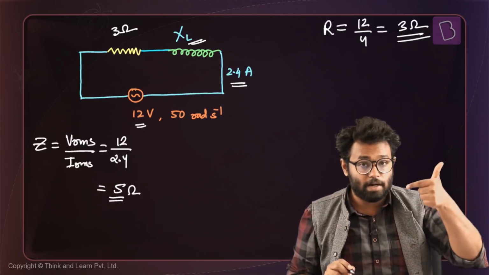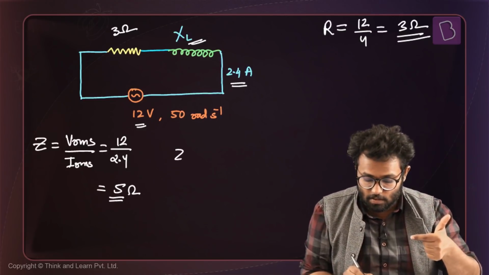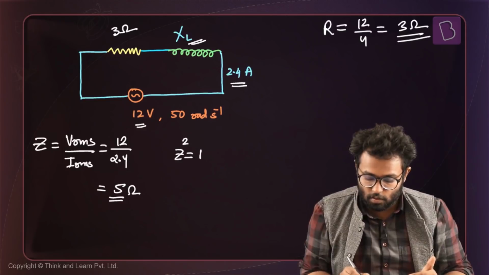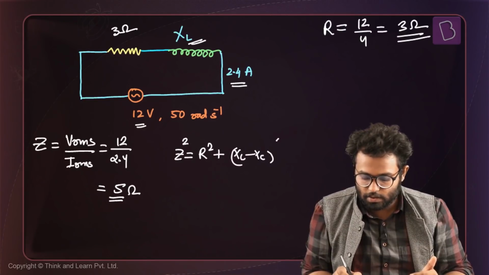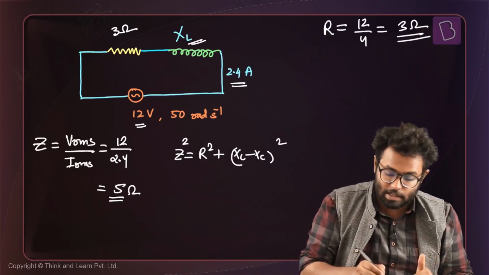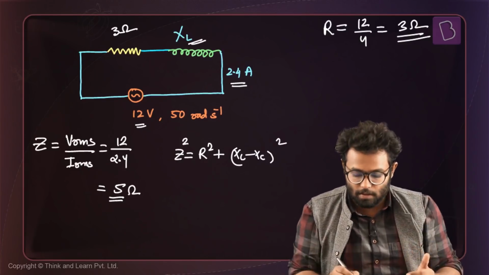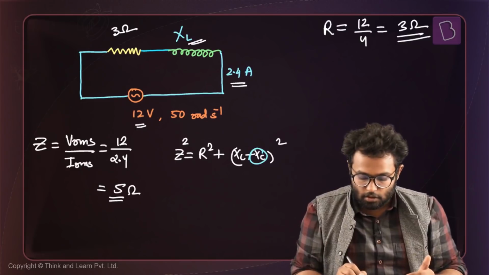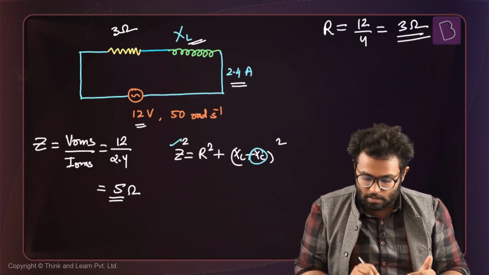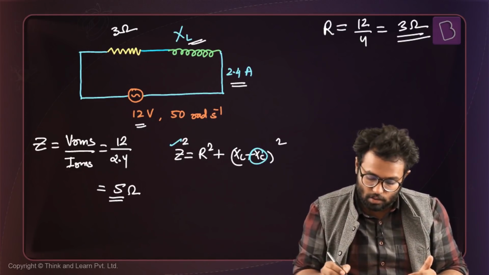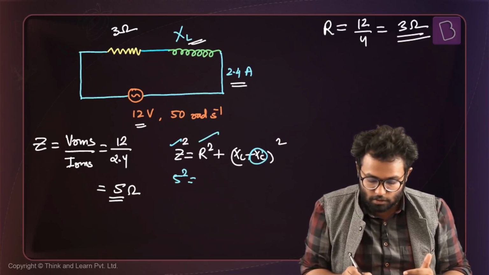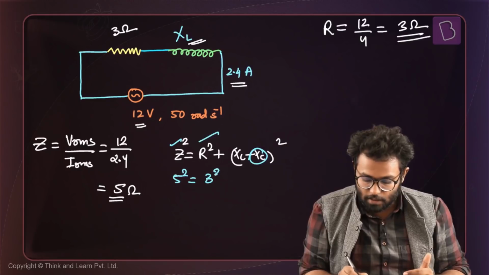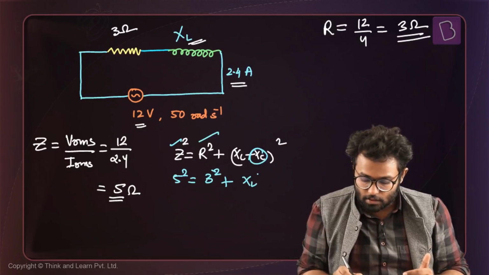There's another way to find impedance, right? The square of the impedance is equal to R square plus (XL minus XC) whole square. This is the formula. In this particular circuit, there is no XC, there is no capacitor, so this term would go to 0. So I know this Z, I know the R, and XL can be calculated. So Z is 5, so 5 square is equal to 3 square, R is 3, plus XL square.